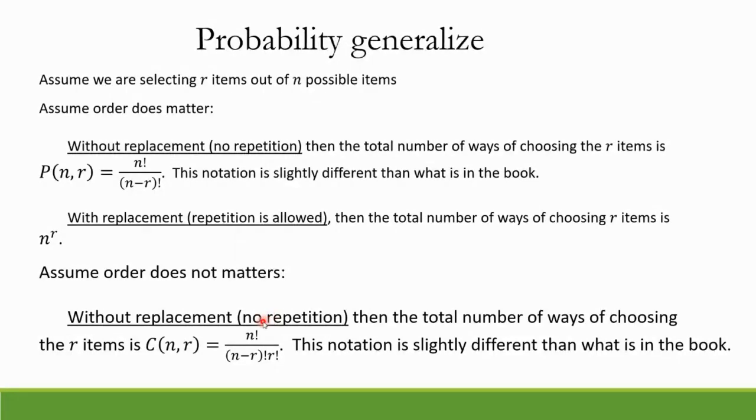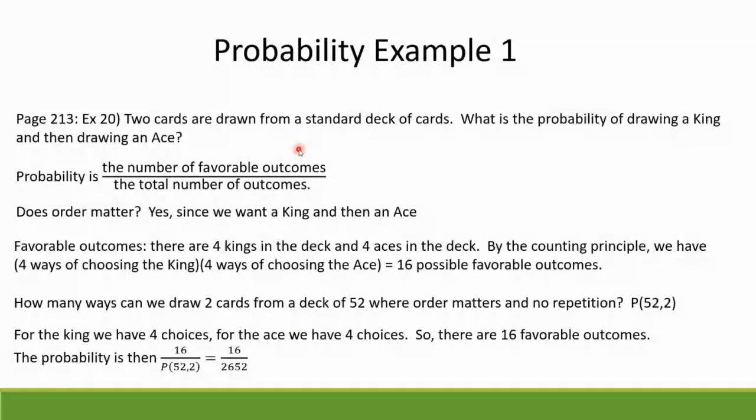So anyway, here's an example. Suppose we're drawing 2 cards from a standard deck of cards. What's the probability of drawing a king and then drawing an ace? Now notice, I was going to say about order later, but the order does matter. We're drawing a king and then an ace. That's implied from the problem. So the order does matter, because you want to get the king before the ace.